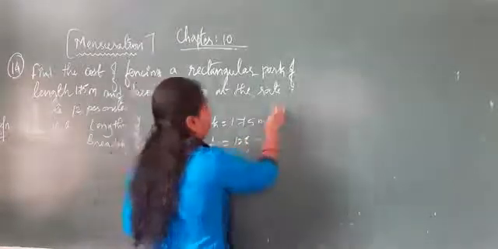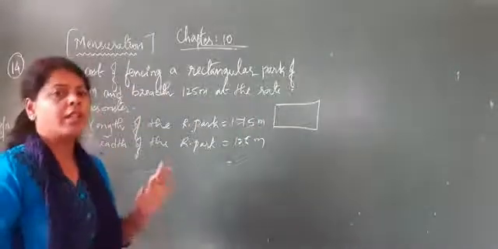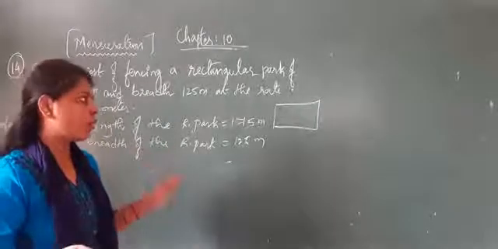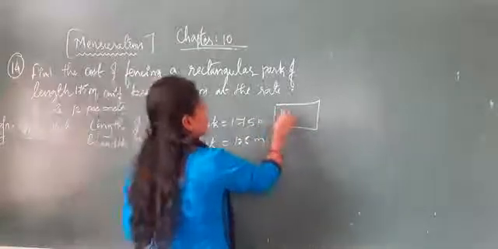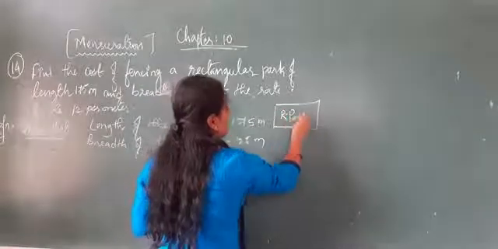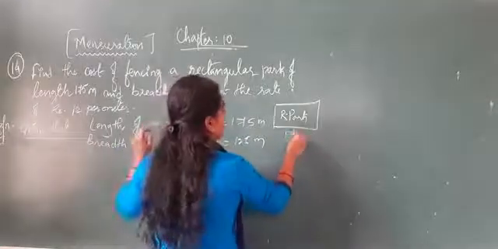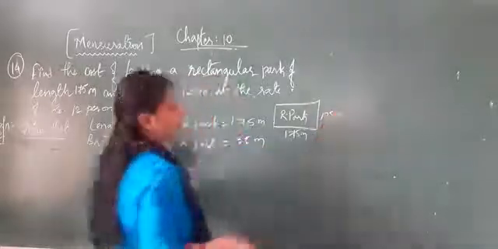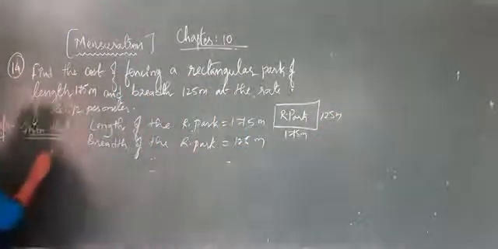So diagram. Whenever problems are given, if you have a rough diagram, then it will be more clear to understand what the question is, what is given, and what is to be found. Okay. So this is a rectangular path, and the length and breadth are given: 175 meter into 125 meter. In this way you have to draw it and put the values. Okay. So now what do you have to find out?